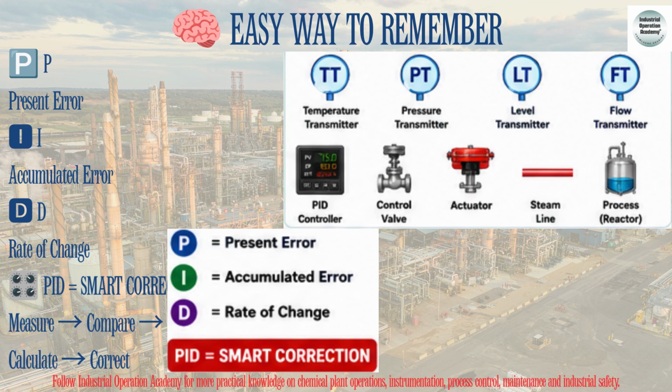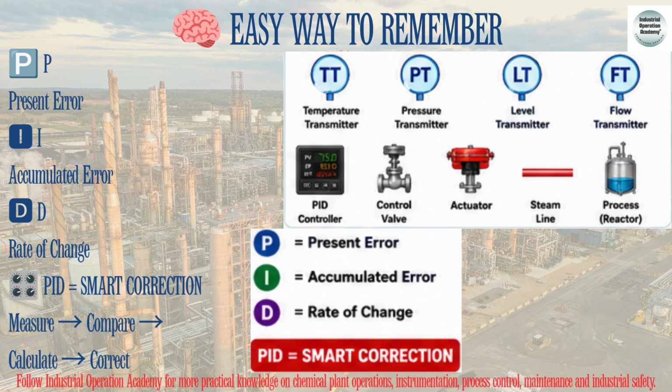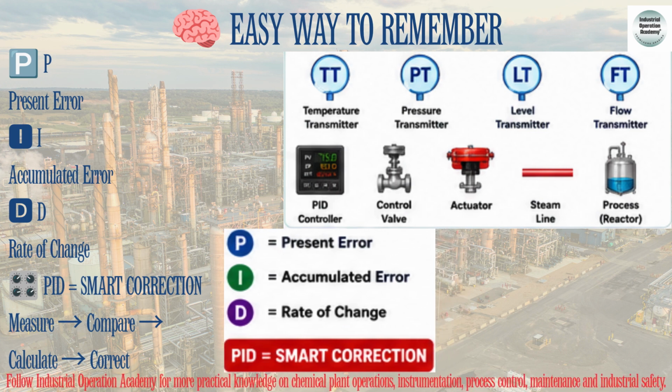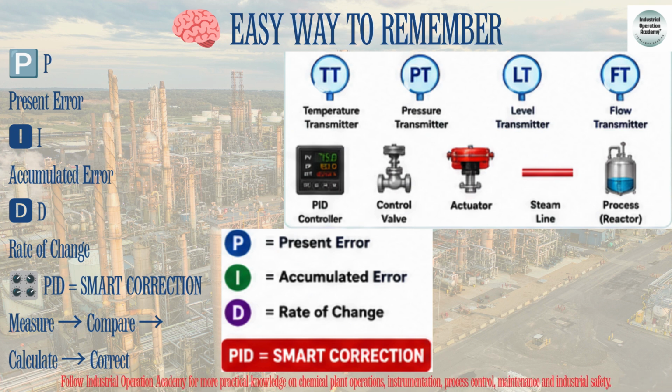The easiest way to remember PID is: P is for present error, I is for accumulated error, D is for rate of change. A PID controller continuously uses these actions to calculate the corrective output for the process.